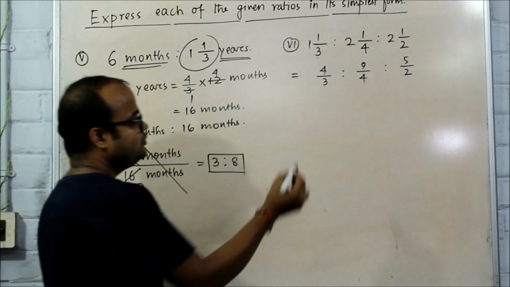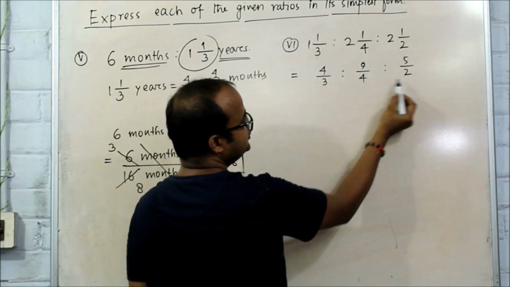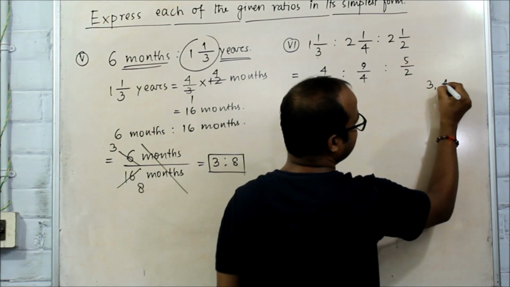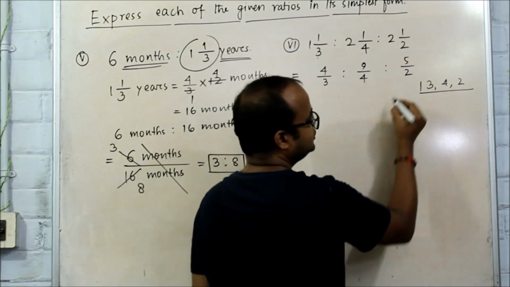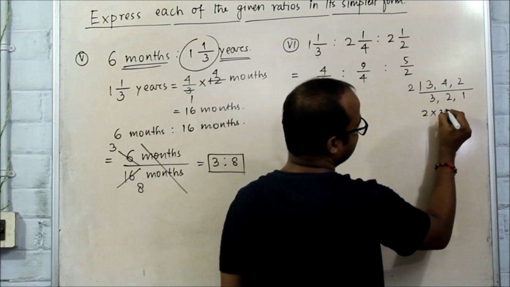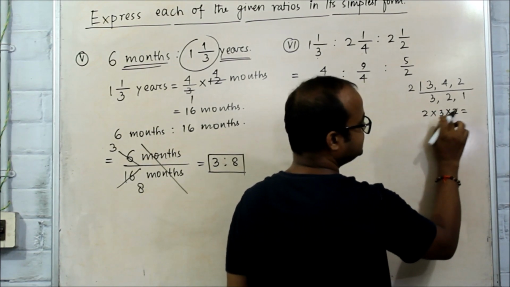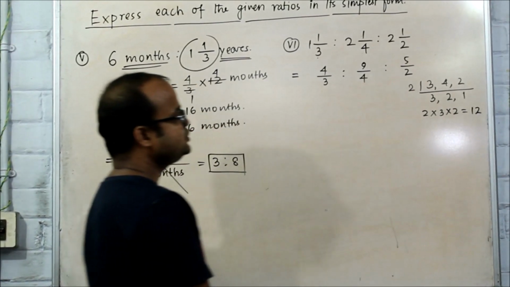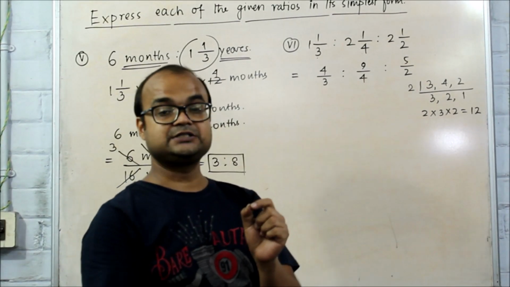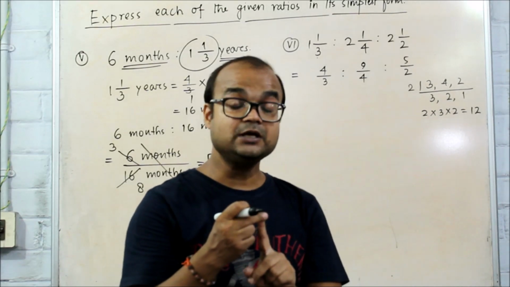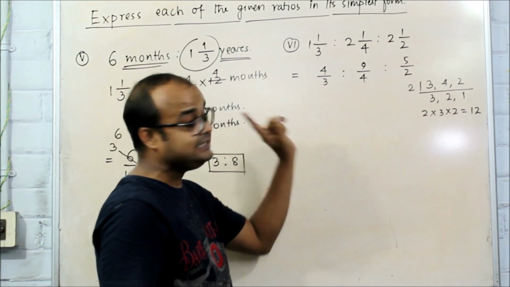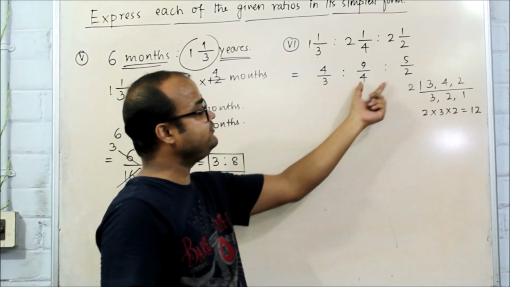Clear? Now, as I mentioned earlier, first find the LCM of 3, 4 and 2. So 2 2s are 4, 1. So your LCM will be 2 into 3 into 2. 2 3s are 6, 2 6s are 12. So the LCM is 12. Now the next step is to multiply. In case of fractions, the first step is to find the LCM of the denominators. Then whatever the LCM is, you need to multiply that LCM with the individual terms.